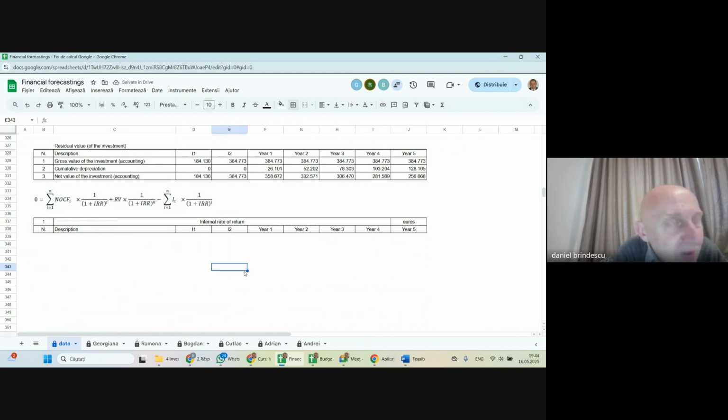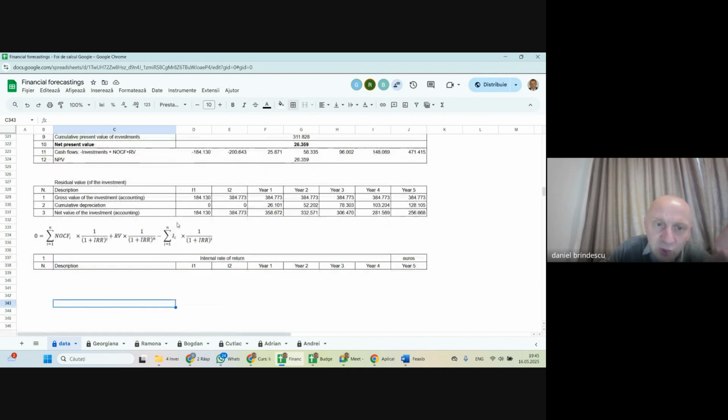So the question is then, what is the real rate of return of the investment? There's no way of calculating it. It can only be estimated. And the estimation process is done based on this equivalence. When the discount rate is equal to the real rate of return of the investment, the net present value is zero.